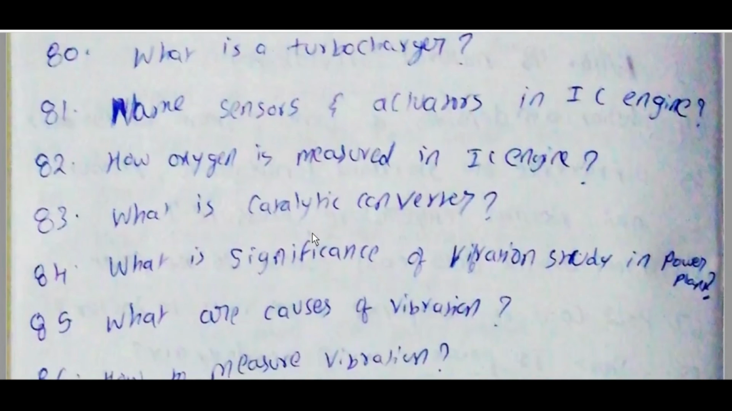Name sensors and actuators in IC engine. Sensors: thermocouple, resistance temperature detectors, Hall effect sensors. Actuators: throttle valve, solenoid controlled fuel injector.